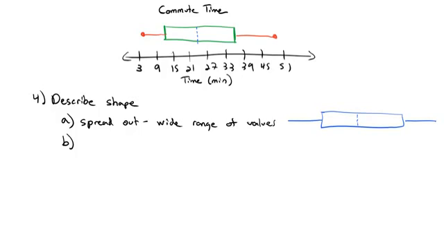The opposite of being spread out is to be clustered together, where we have a small range of values. And this is going to give us a really tiny box plot. Everything's really close to each other.